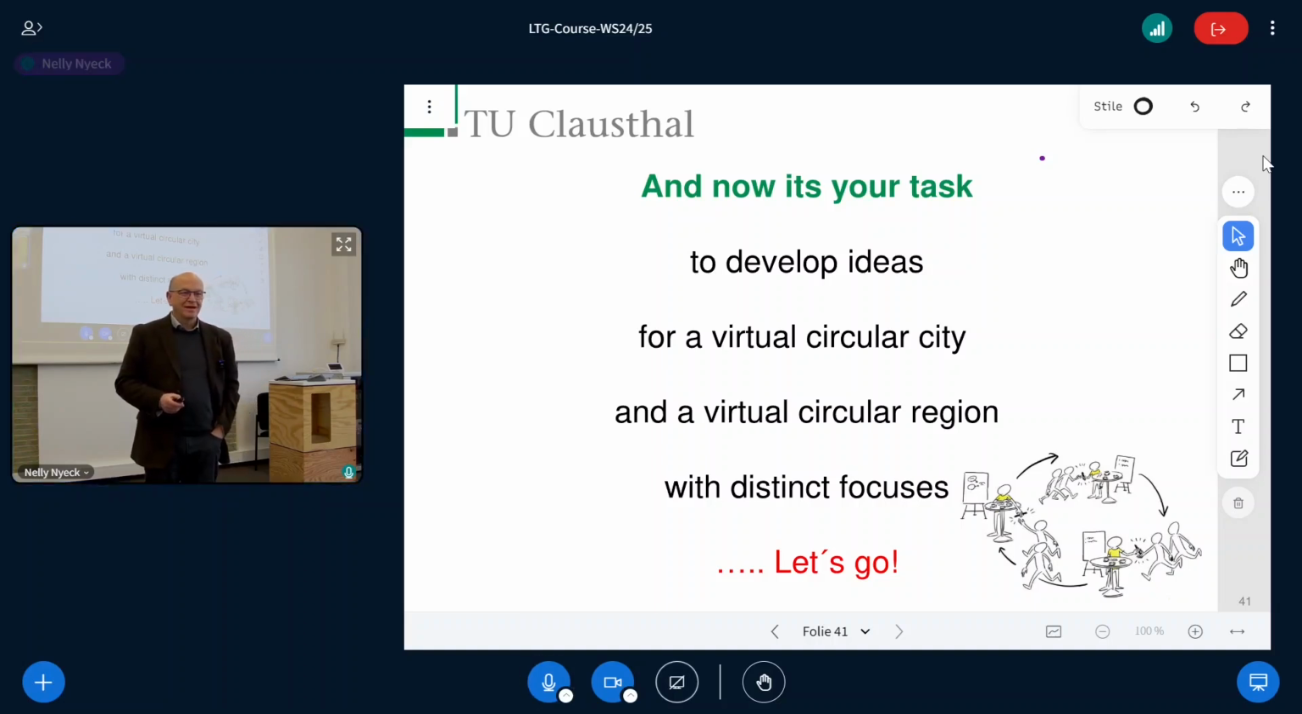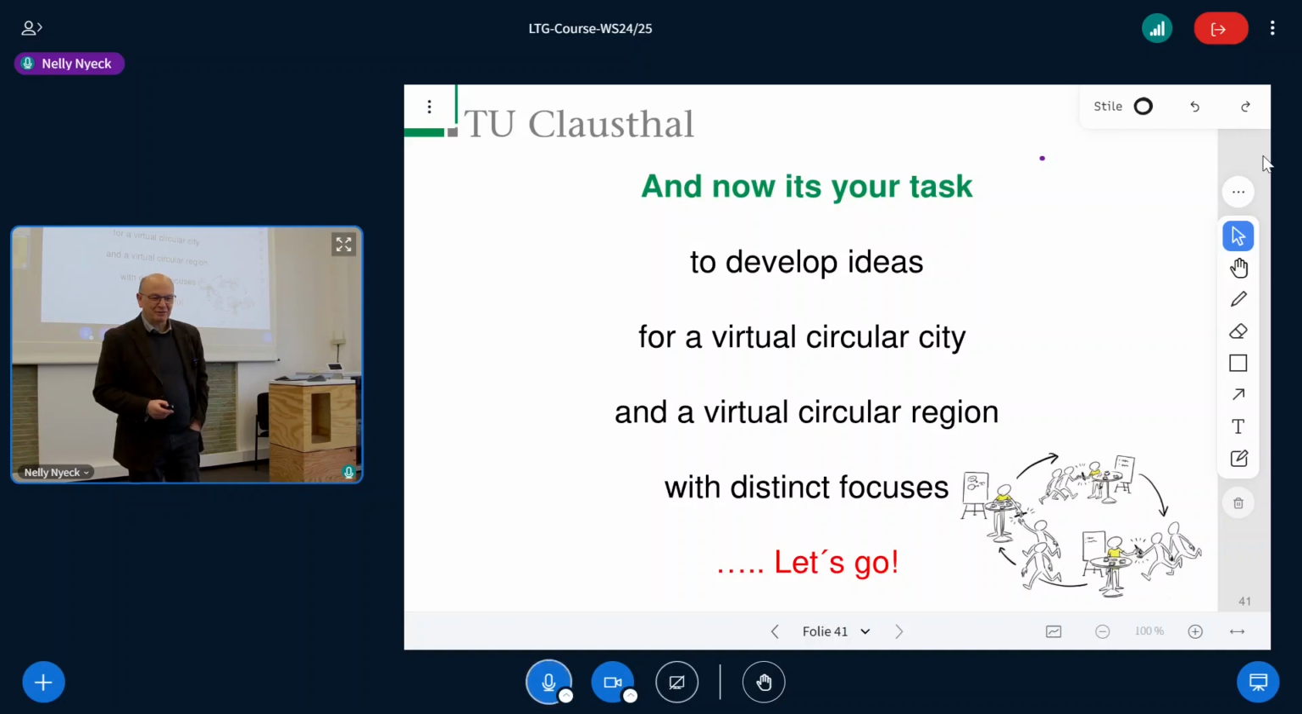Well, and so much for that, and now it's your task to develop ideas for a virtual circular city and a virtual circular region with distinct focuses, whatever you would like to, and therefore we would like to split you in two groups. One is working, just developing, just from the scratch, a circular city, and the other is developing a circular region. And afterwards, it's kind of World Cafe format that you just get your ideas, put them on small cards. We have this Moderatorenkoffer with us, and then get an idea how it's going to work and present it afterwards. And well, we would be happy to learn what circular city and circular region could be set up somewhere and what are the prerequisites to do that. But before we start, first of all, if you have any kind of questions, just go ahead.